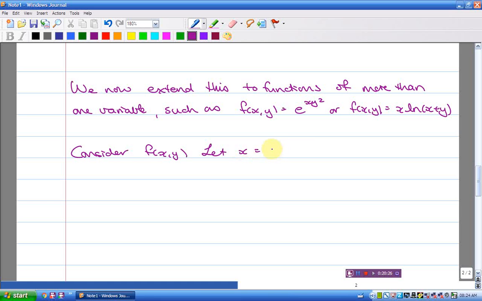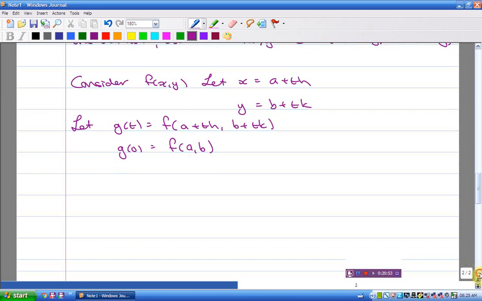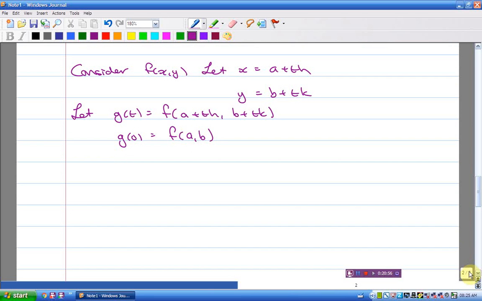Let x be a plus th, and let y be b plus tk. Here's my sneaky way of making my function a function of t only. Let g(t) be what I get if I plug those into my f. And g(0) would then be f(a, b). My point of tangency is going to be x equals a, y equals b. Whereas in the single variable case, I just had to specify my x, now I have to specify my x and my y.